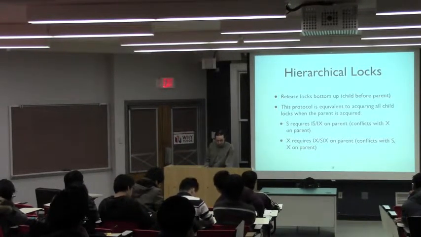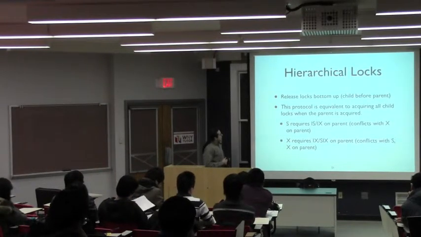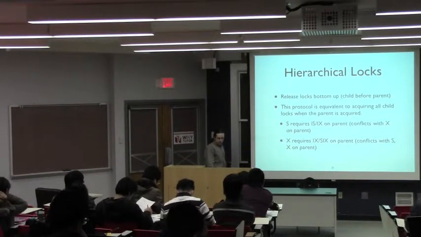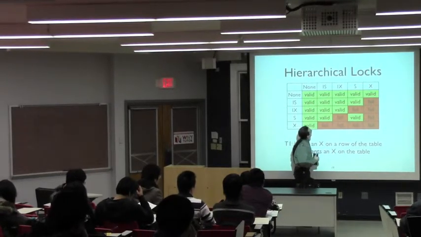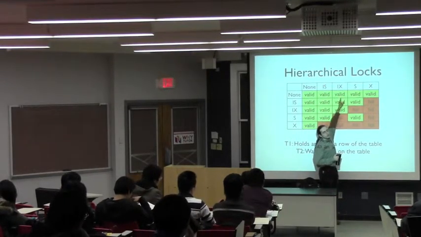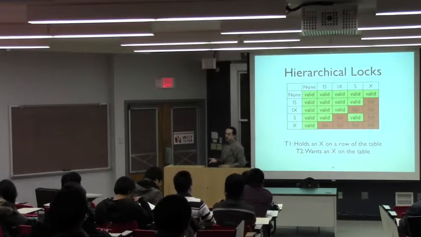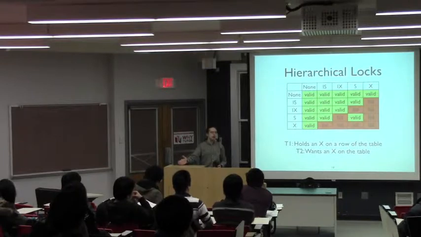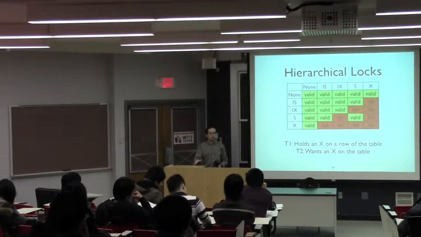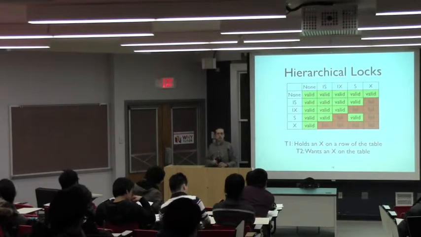Oh, I'm sorry, there's one thing I've skipped. There's actually a sort of hidden additional mode called SIX, which is shared plus intent to exclude. This is for when, let's say, you're reading an entire table, but you plan to modify some individual rows of that table, in which case you want to have both a shared lock and an intent to exclude.